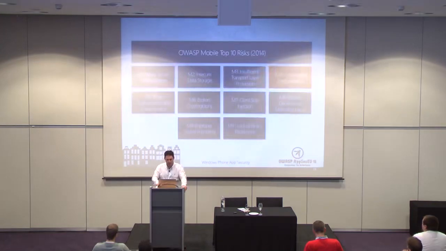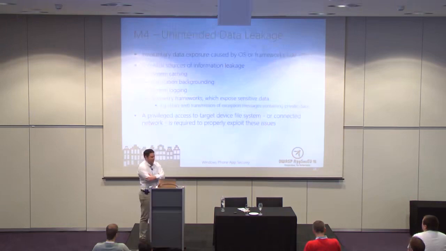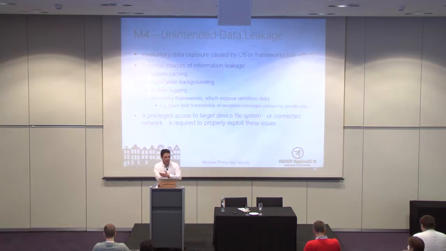So let's move to M4. M4 is unintended data leakage. That's very simple. Basically, we have our operating system that leaks data. We have this involuntary data exposure caused by some kind of side effects. The side effects may be system caching, system logging.